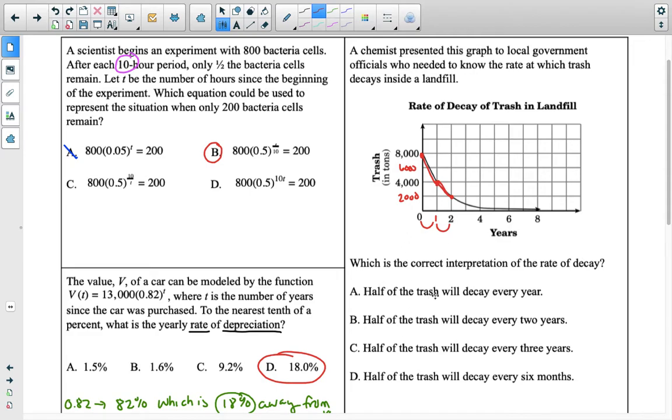So it's saying half of the trash will decay every year. So every year, we have half of the trash remaining. And we can look at that in a table format as well.